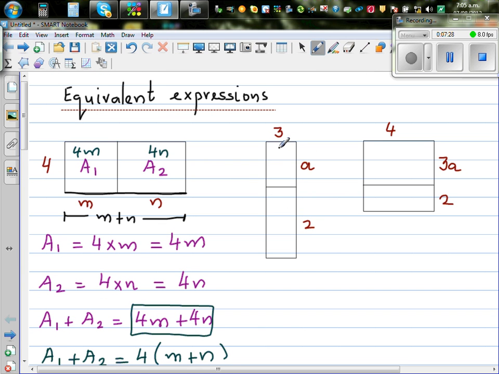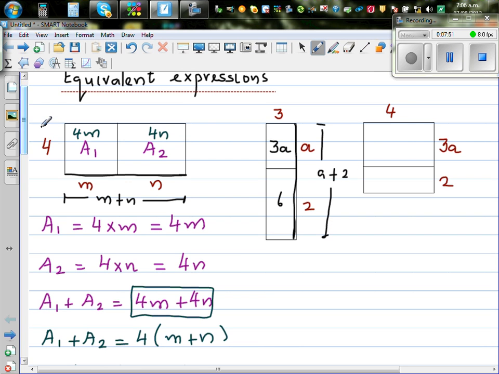Now, if you look at this top rectangle, this is base times height, which is 3a. And for the bottom rectangle, 3 times 2 is 6. If you look at this whole, the height from here to here is a plus 2. So we can find the area of this in two different ways. 3a plus 6 is one way of writing, which is the same as saying 3 times (a plus 2).